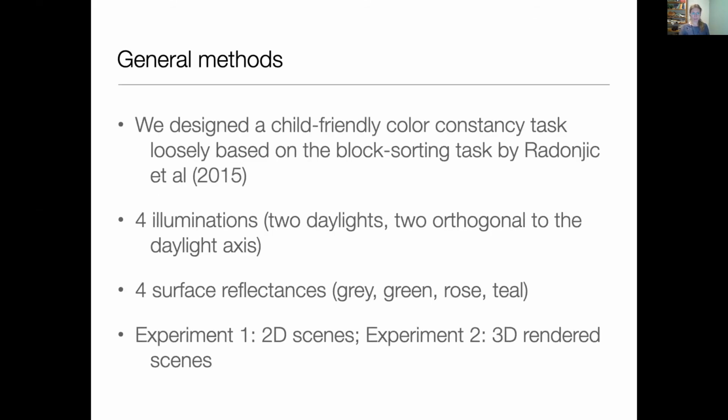For general methods, we designed a child-friendly color constancy task, loosely based on the block sorting task by Radonjic et al., because we thought that traditional color constancy tasks, such as achromatic matching or asymmetric matching, would be pretty difficult in children. We chose 2 daylight illuminations and 2 illuminations orthogonal to the daylight axis. We used 4 surface reflectances. In experiment 1, we used simple 2D scenes, and in experiment 2, we used 3D rendered scenes.